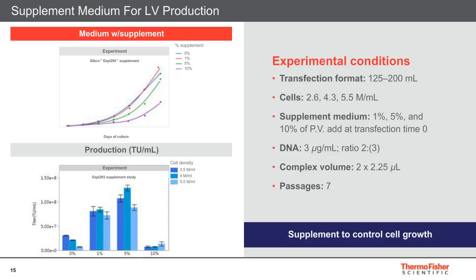Now, the other thing we looked at is the supplements and media. The supplements are a system that we use to allow us to control the growth of those cells. The last thing you want is to have the cells grow too fast, because when they grow too fast, they spend a lot of time multiplying. What you want to do is slow those cells down so they can spend more time producing what you want them to produce.